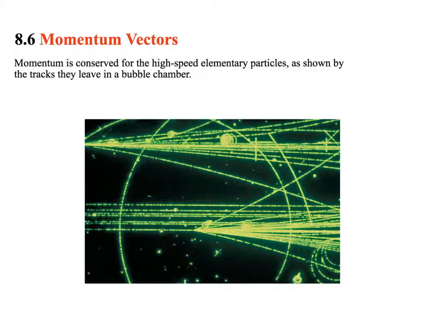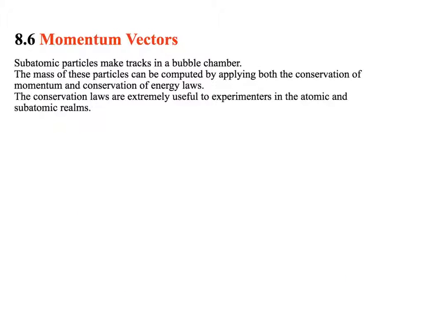Momentum is conserved for high-speed elementary particles, as shown by the tracks they leave in a bubble chamber. So you can see high-speed light as it travels through here also has vectors that it travels in. Subatomic particles make tracks in a bubble chamber. The mass of these particles can be computed by applying both the conservation of momentum and conservation of energy laws. The conservation laws are extremely useful to experiments in the atomic and subatomic realms.